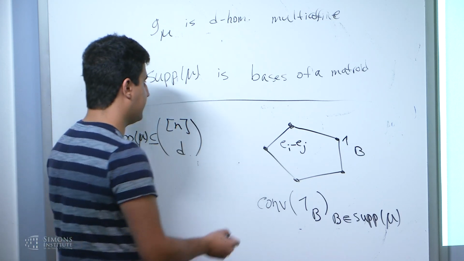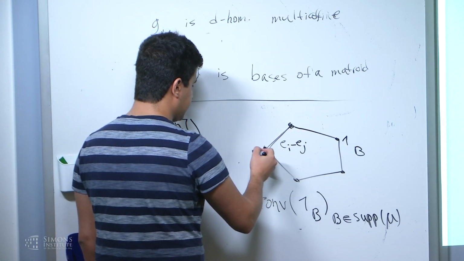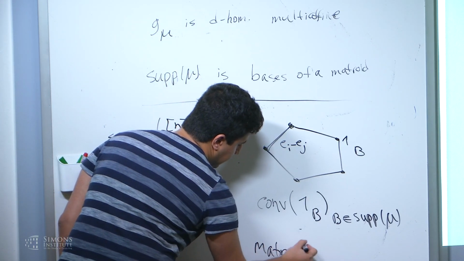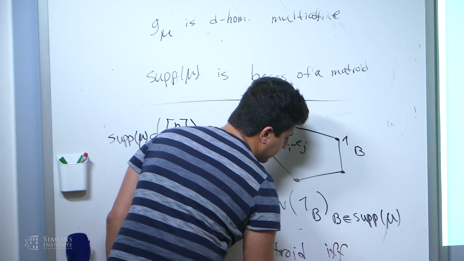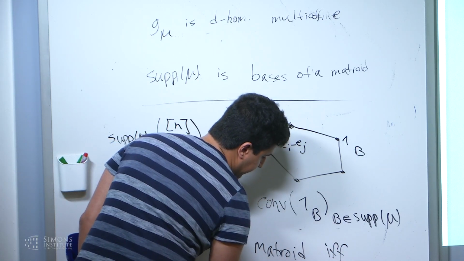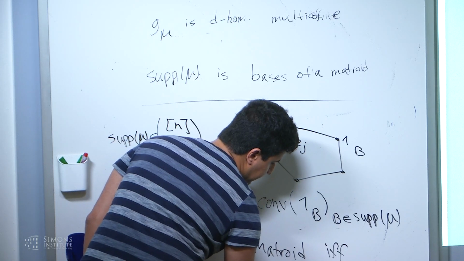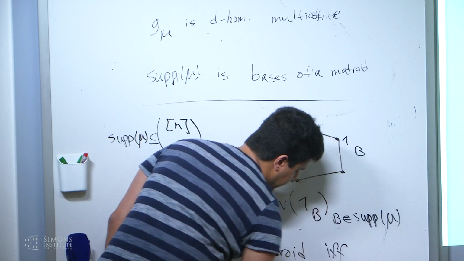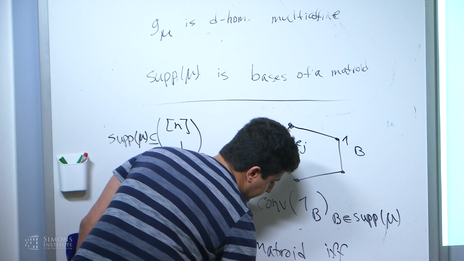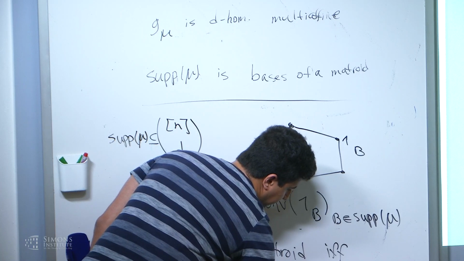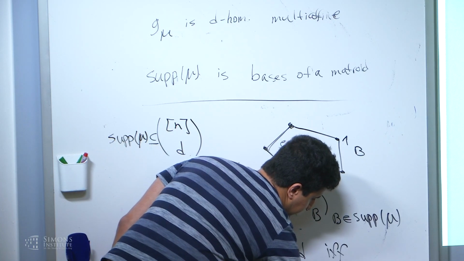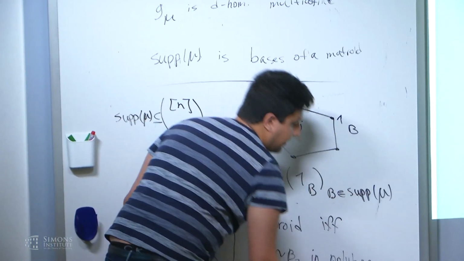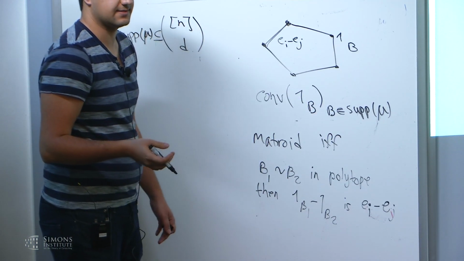Okay. So it is a matroid if and only if, whenever B1 is connected to B2 in the polytope, then the indicator of B1 minus the indicator of B2 is some e_i minus some e_j, where e_i and e_j are elements of the standard basis. Okay.